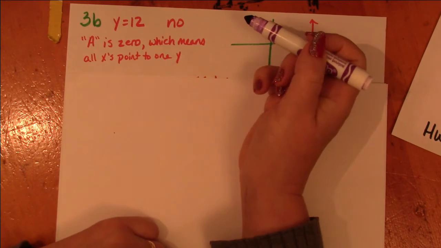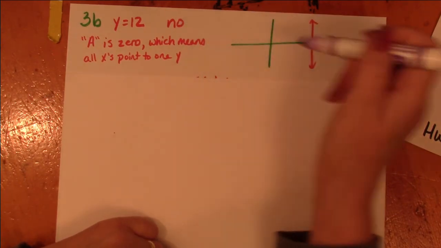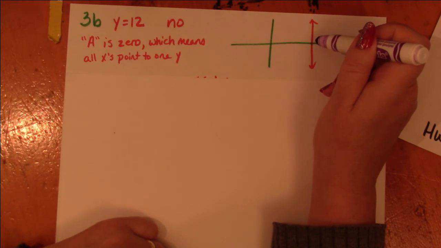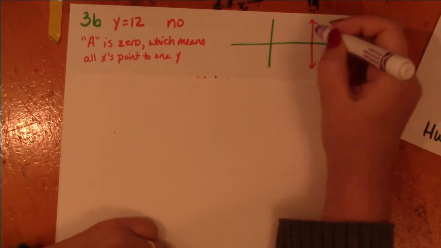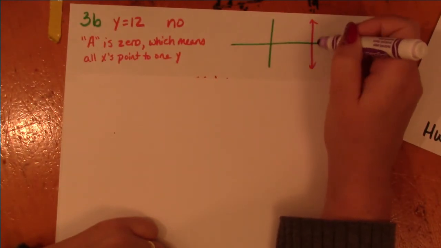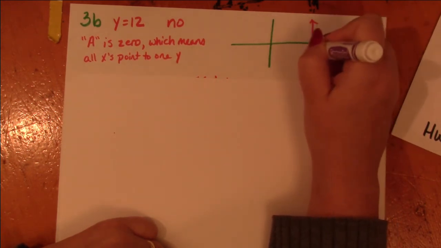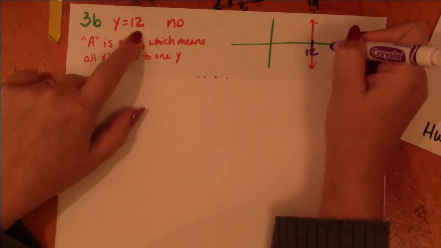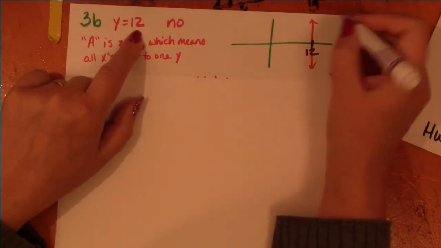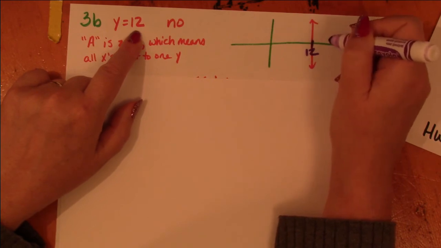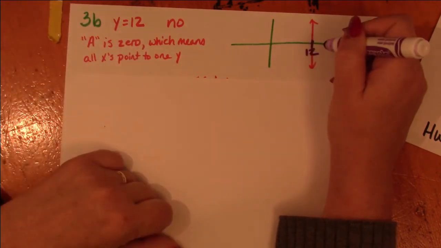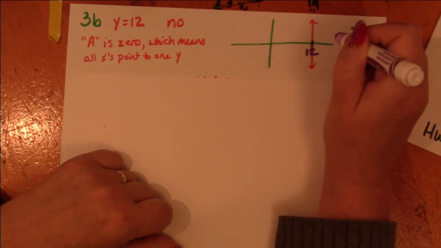3b, y equals 12. This is a no. A is 0. What is A? Anytime y equals just one number, the line that it graphs is going to be the line where y equals 12. Doesn't matter what x equals. This is that line. But any x that we put in here, all are going to point to 1 y, so the x's don't matter. So this is not a linear function.